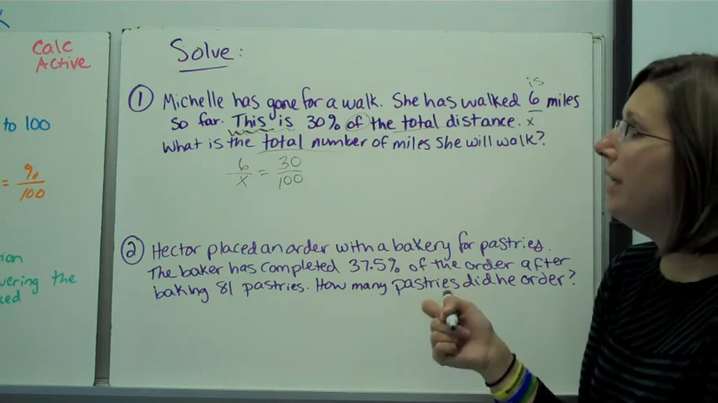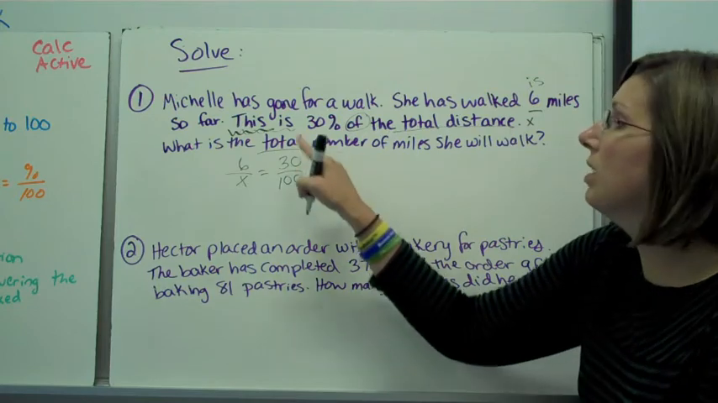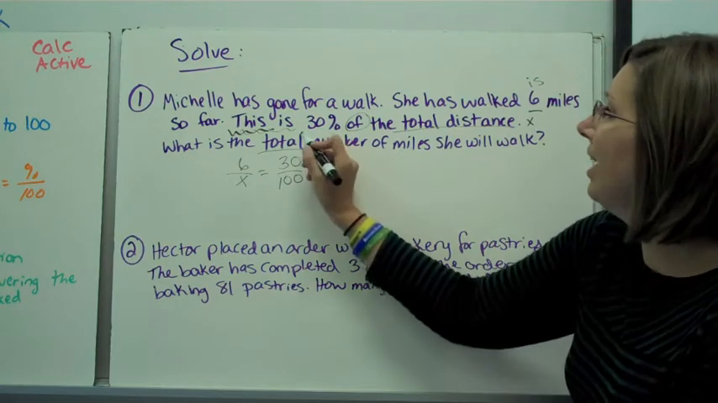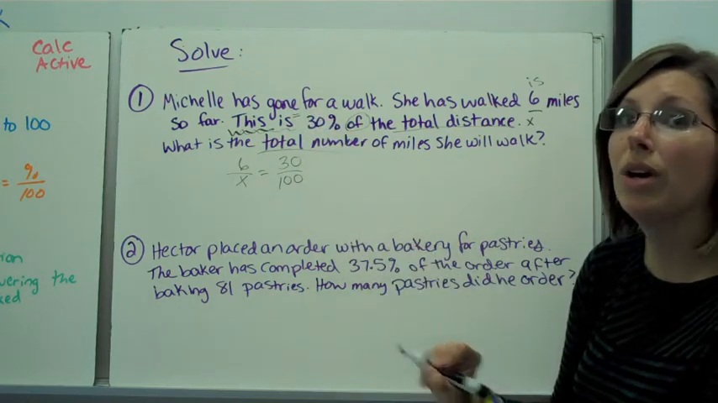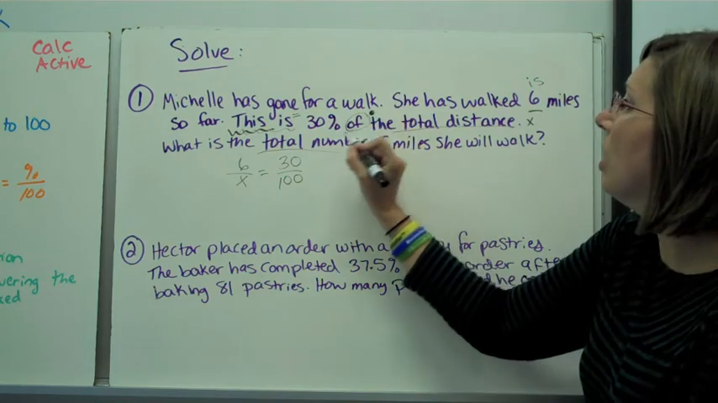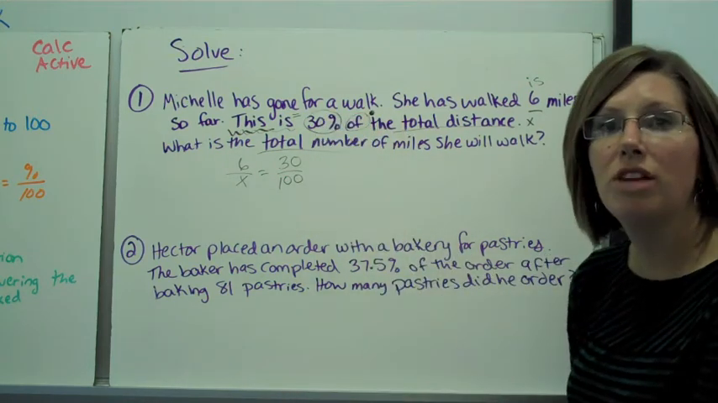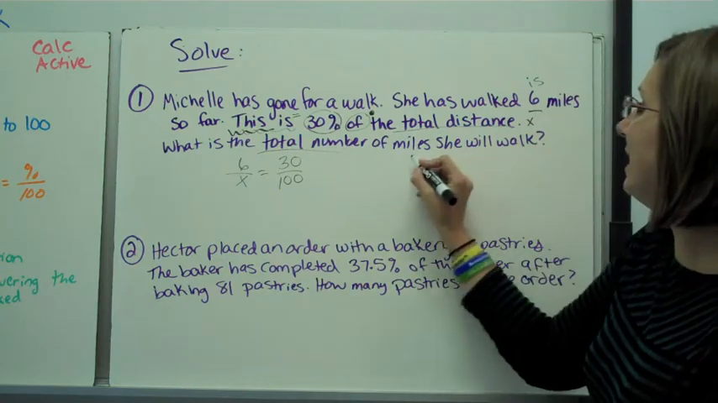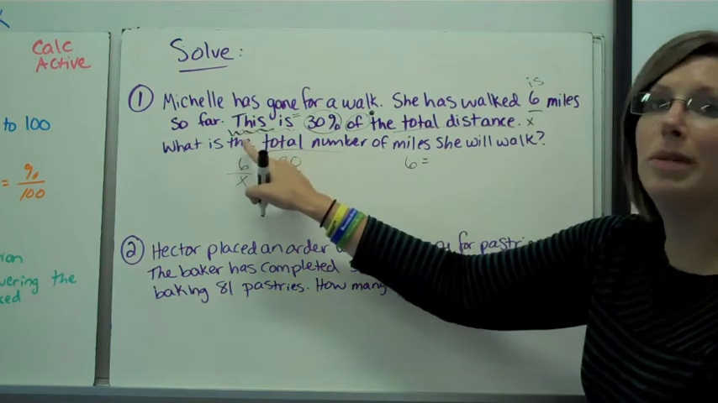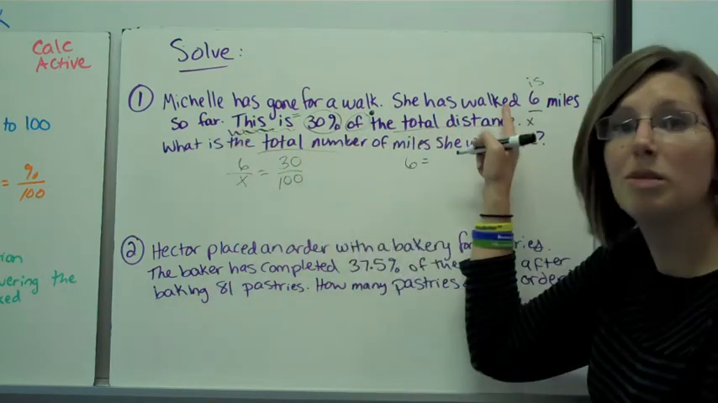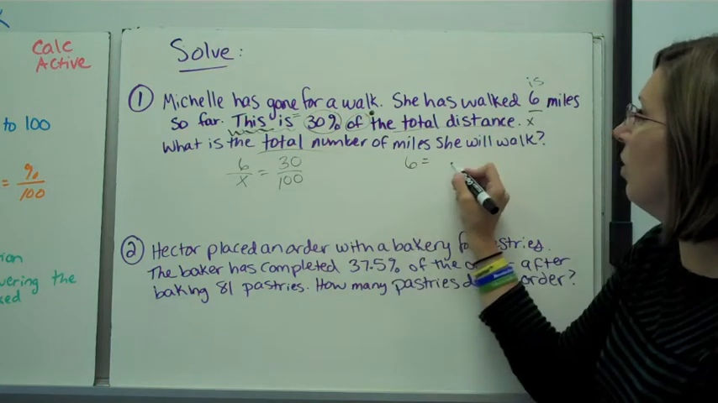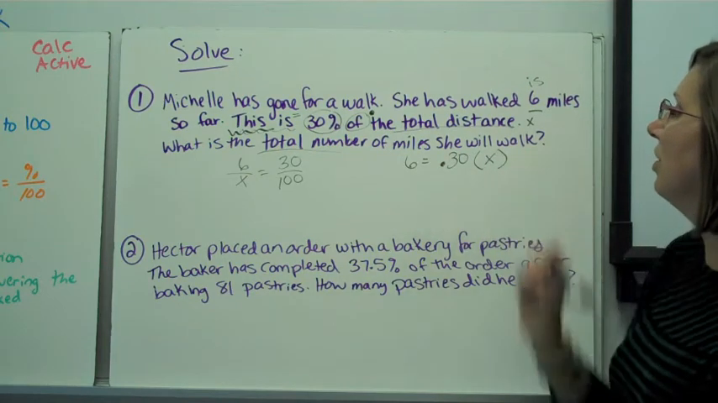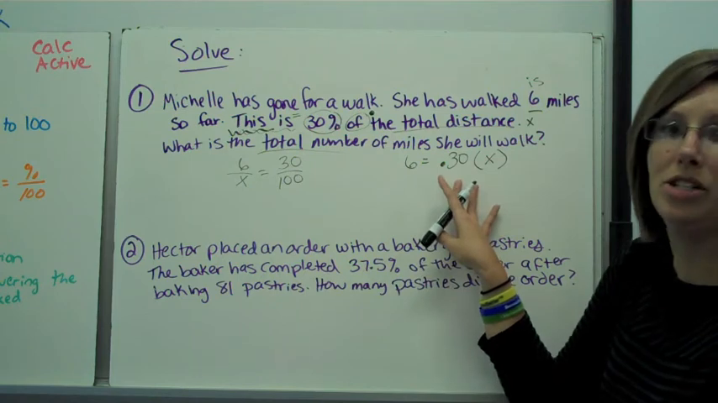If you were to set up an equation, use those keywords like is and of and translate those into math symbols. The word is stands for an equal sign. The word of represents times. Remember, if you have a percentage, you want to change that into its decimal form. So if I were to write an equation, I would write 6 is, because we already determined that this represents the 6 miles she's already gone. Is means equals 30% of the total distance. So this would be my equation setup.